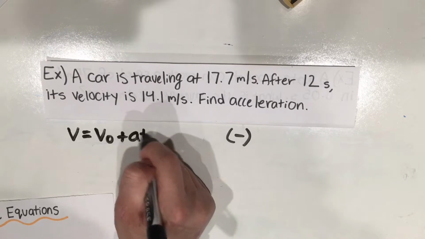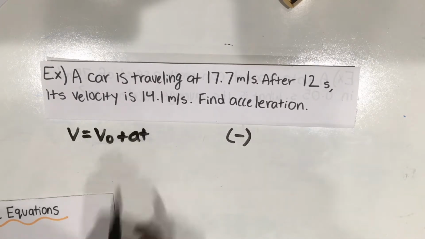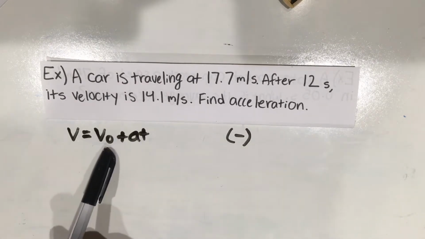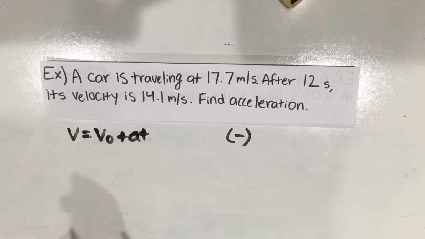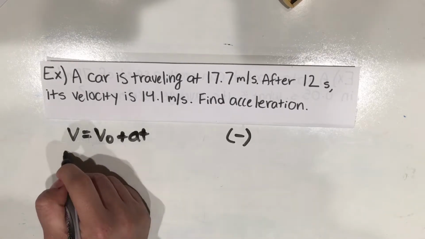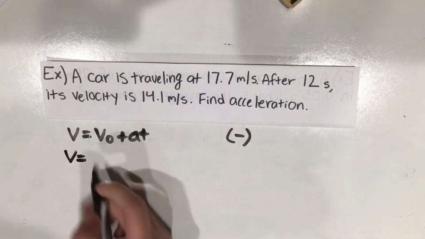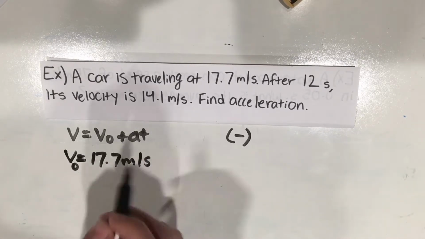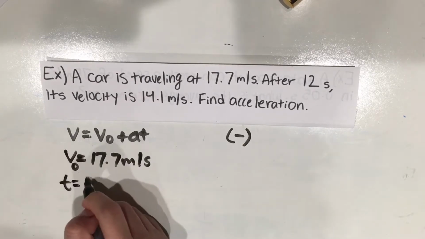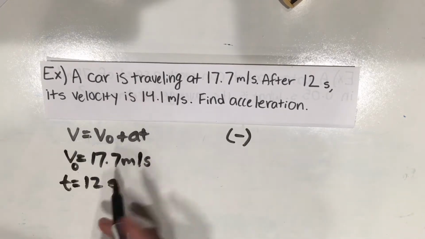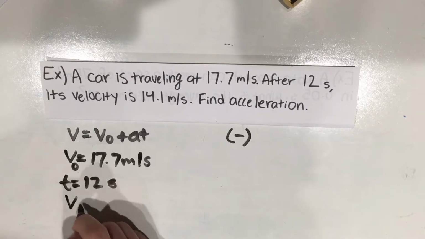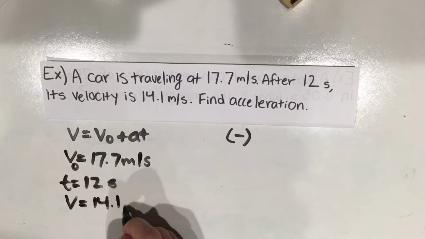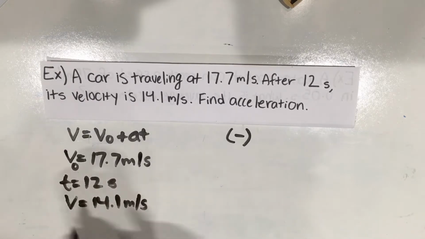Also note that this little 0 right here stands for "naught," and that will always mean that this is the initial of something. So if this is in front of something, that basically means initial. So we have the initial velocity, which is 17.7 meters per second. We have the time, which is 12 seconds. And we have the final velocity, which is 14.1 meters per second. So final velocity will always be just v, or it could also be vf, if you want to remember it.